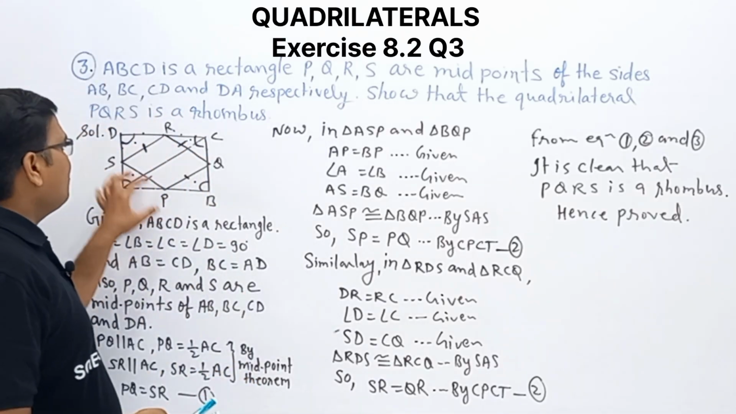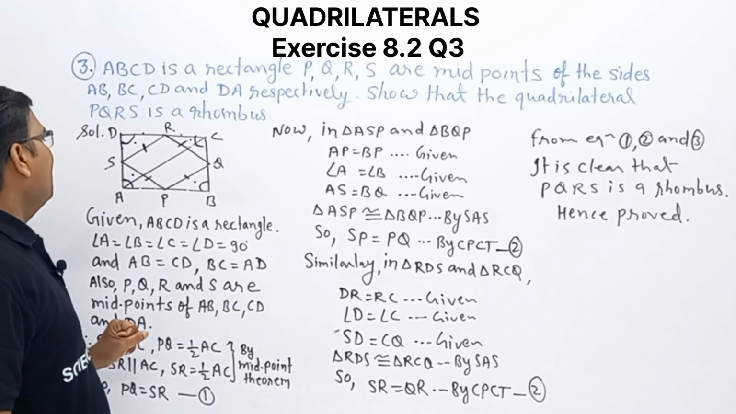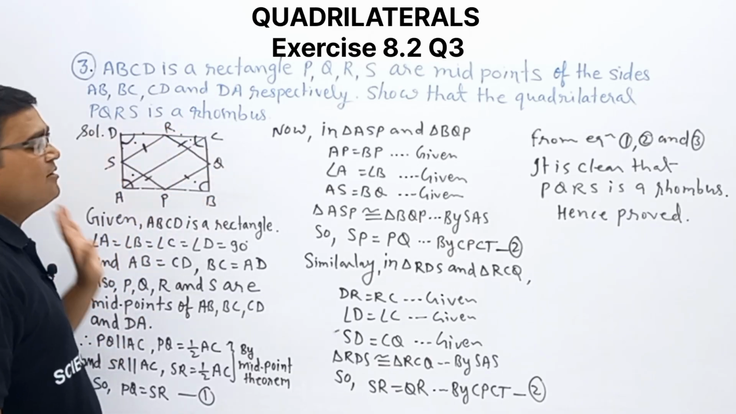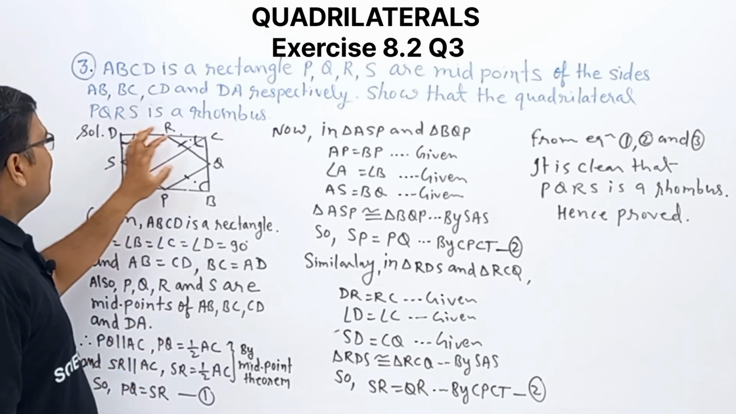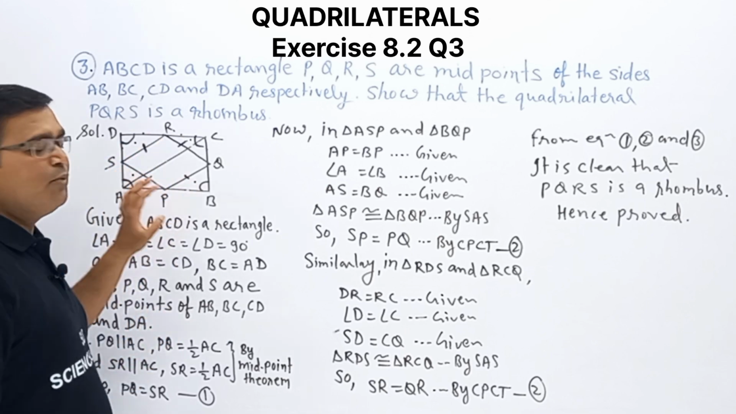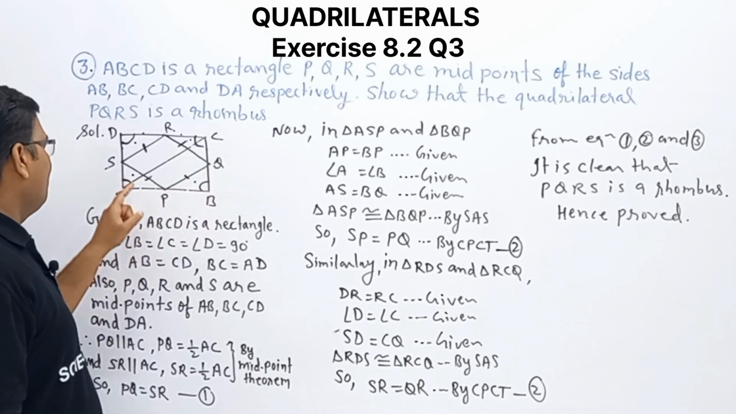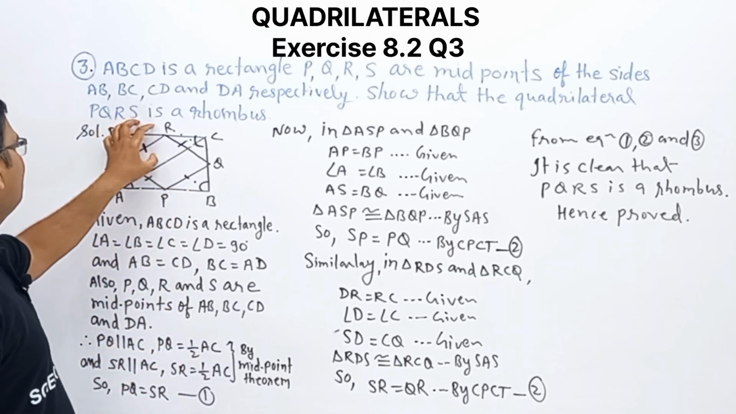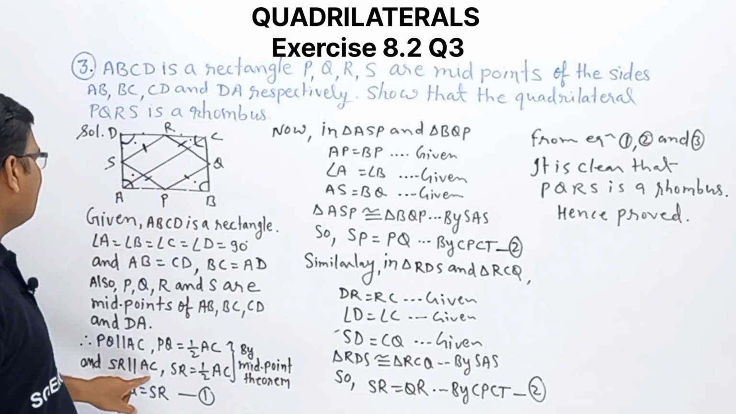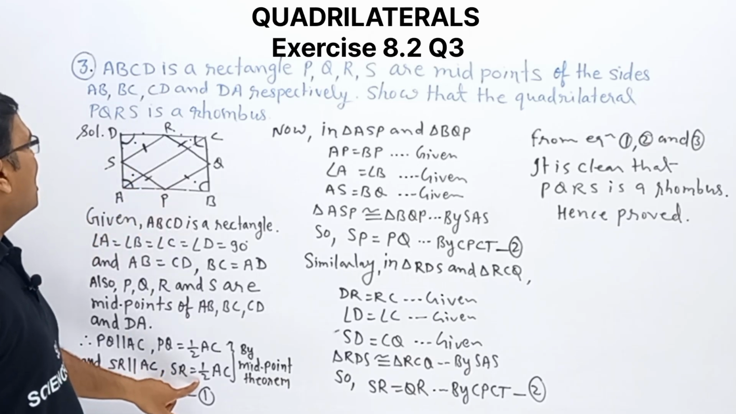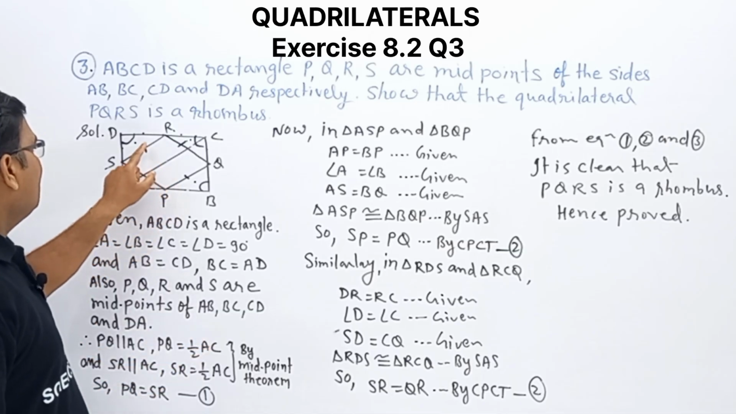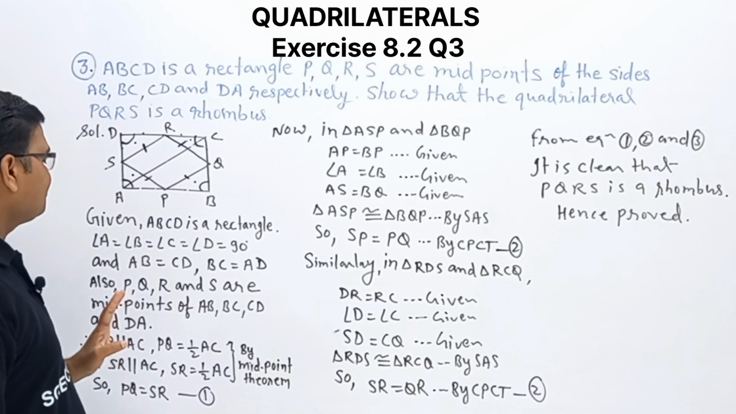In this question we have a rectangle ABCD, and P, Q, R, S are the midpoints of sides AB, BC, CD and DA respectively. Clear? These are midpoints of the sides, so we will apply the midpoint theorem. For triangle ABC, by the midpoint theorem, PQ is parallel to AC and PQ is half of AC. Similarly for triangle ADC, SR is parallel to AC and SR equals half of AC. Once we compare these equations, we get PQ equals SR. Clear?